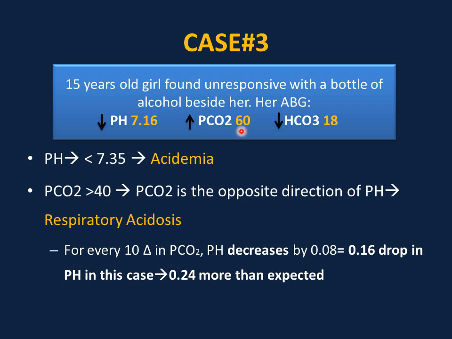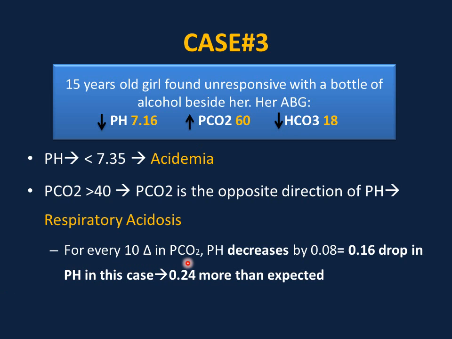Step number 2, check the PCO2. The PCO2 is 60, which is more than 40. So this is a case of respiratory acidosis. The next step is to check if the bicarb here is appropriate compensation for this respiratory acidosis or not. So this patient should have metabolic alkalosis instead of acidosis. So this is inappropriate. To confirm that, you can use this formula.